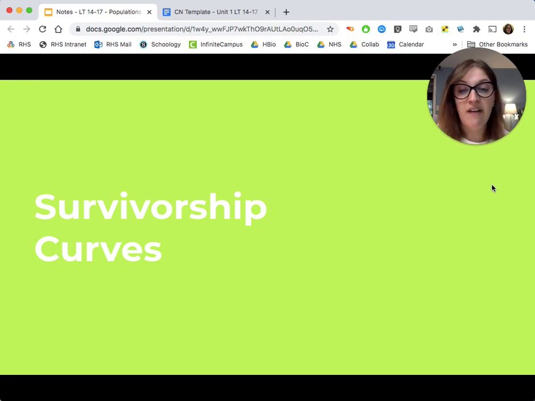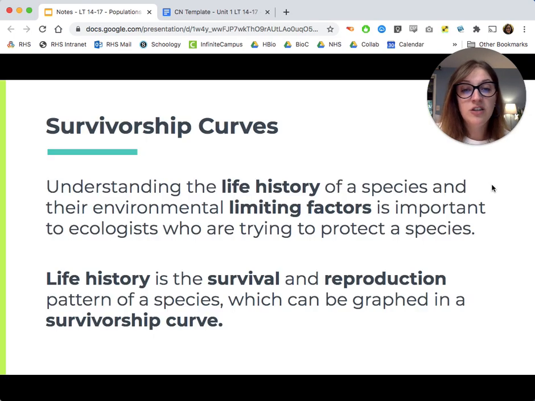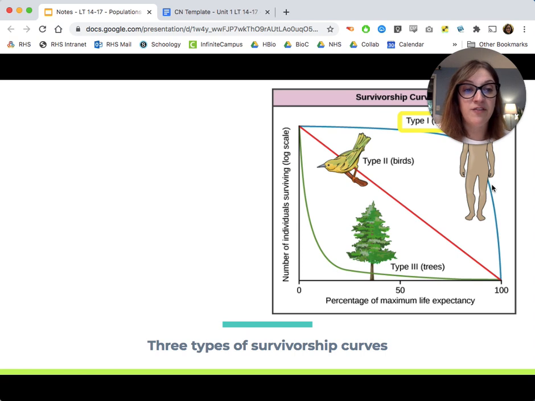Let's talk about survivorship curves. Understanding the life history of a species and their environmental limiting factors is important to ecologists who are trying to study and understand how to protect a species. Life history is the survival and reproduction pattern of a species, and we can graph the life history of a species in what we call the survivorship curve. There are 3 types of survivorship curves.